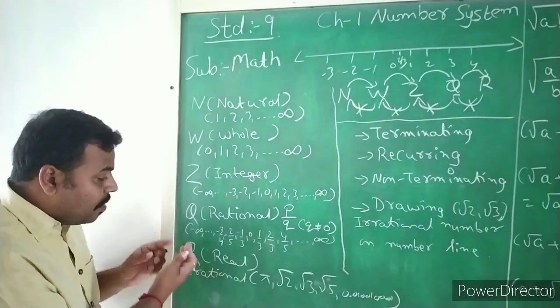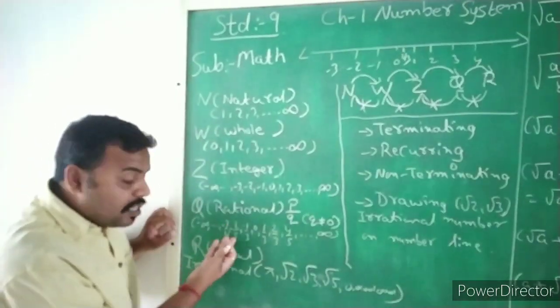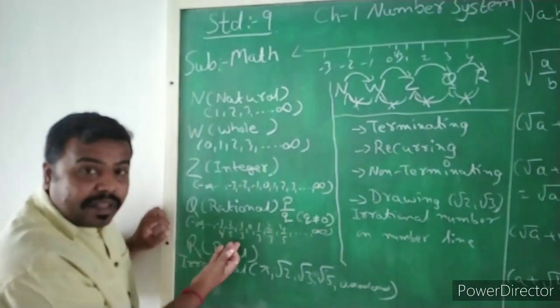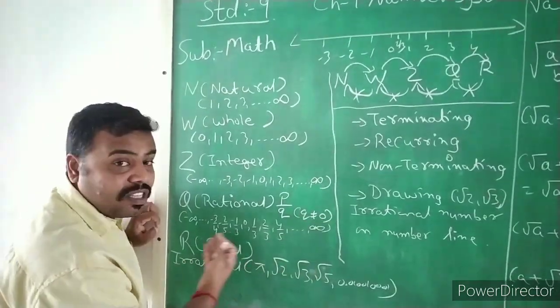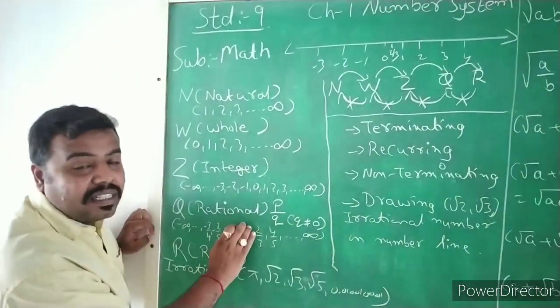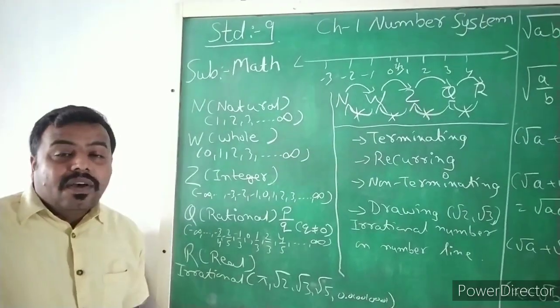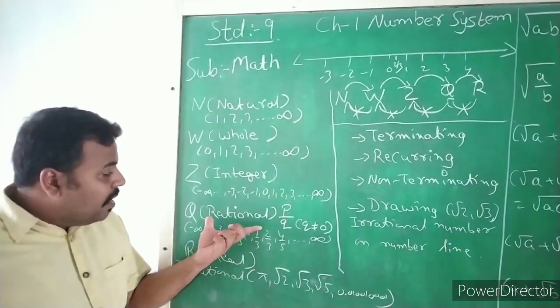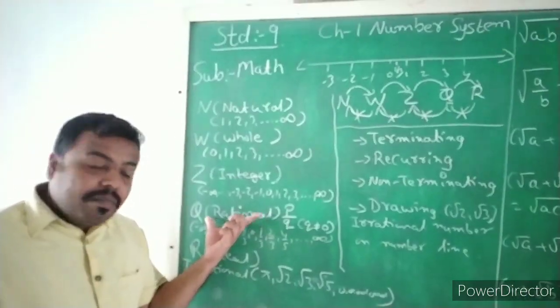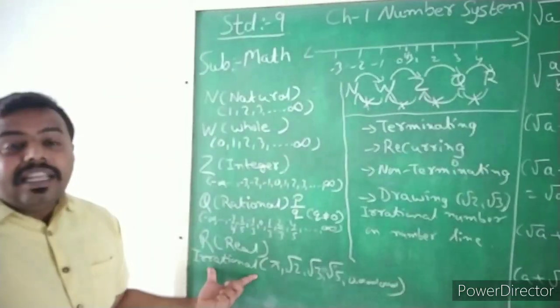So these are the examples, starting from minus infinity, minus 3 by 4, minus 2 by 5, minus 1 by 3, 0 and positive such numbers. Such number systems are called rational numbers. And last is our real numbers. Real numbers include rational numbers, and also irrational numbers are included in it.